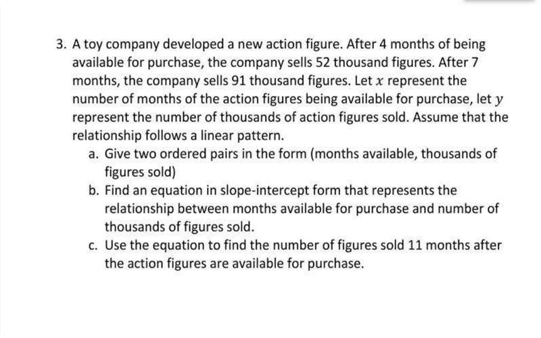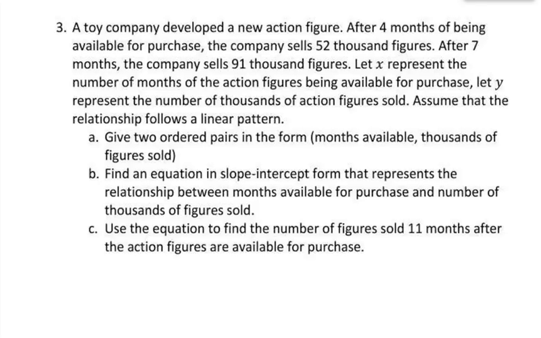Example 3. A toy company developed a new action figure after 4 months of being available for purchase. The company sells 52,000 figures after 4 months. After 7 months, the company sells 91,000 figures. X represents the number of months of the action figure being available, and Y represents the number of thousand action figures sold. So we assume again that the relationship is going to be linear.